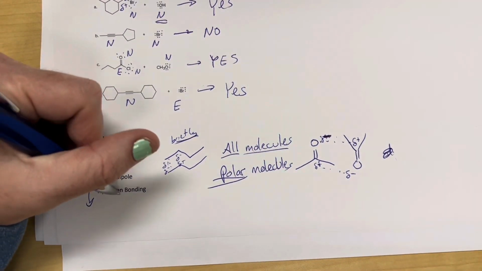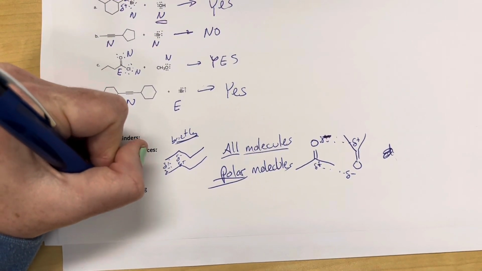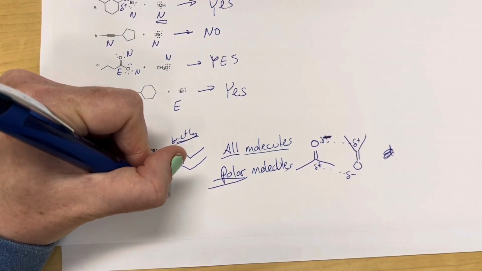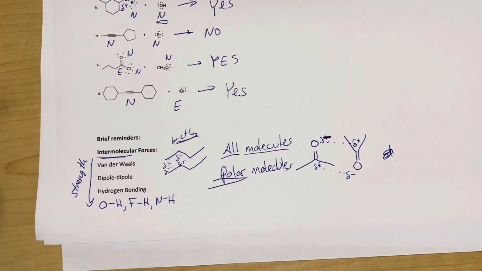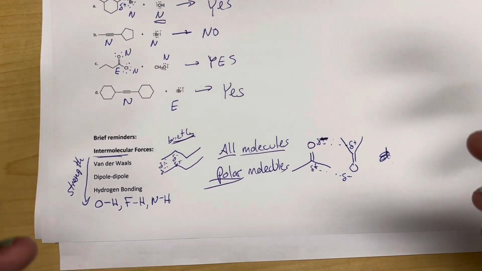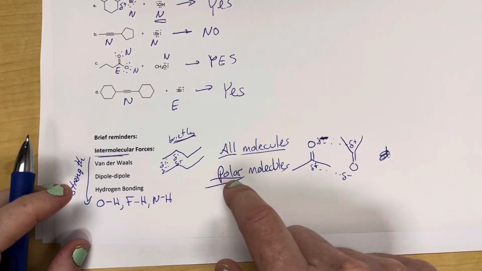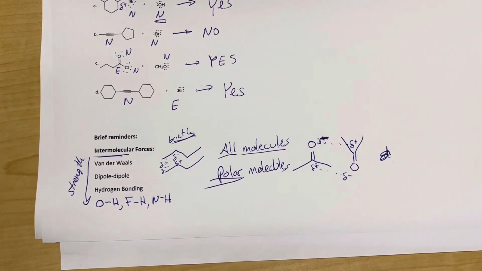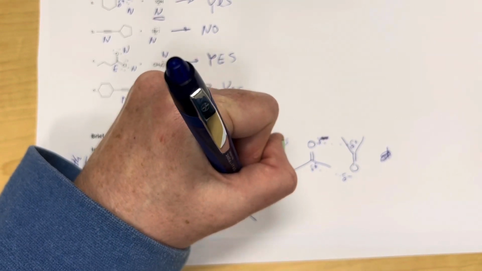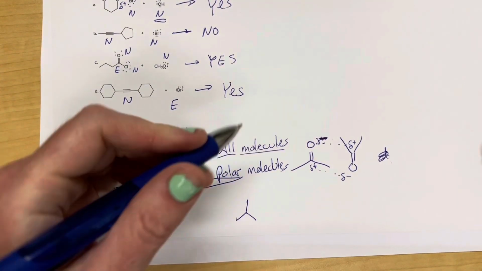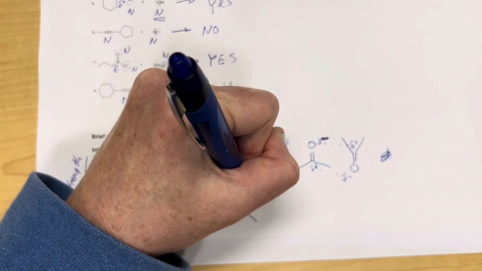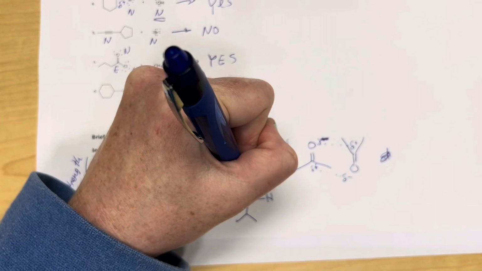And hydrogen bonding is anytime you have an O to an H, an F to an H, or an N to an H. So anytime you have one of those situations, you're going to have hydrogen bonding. Hydrogen bonding again, it acts a lot like dipole-dipole bonding, but it's stronger. So let me give you an example. So let's say we have some alcohol here. Let's make this an O to an H.